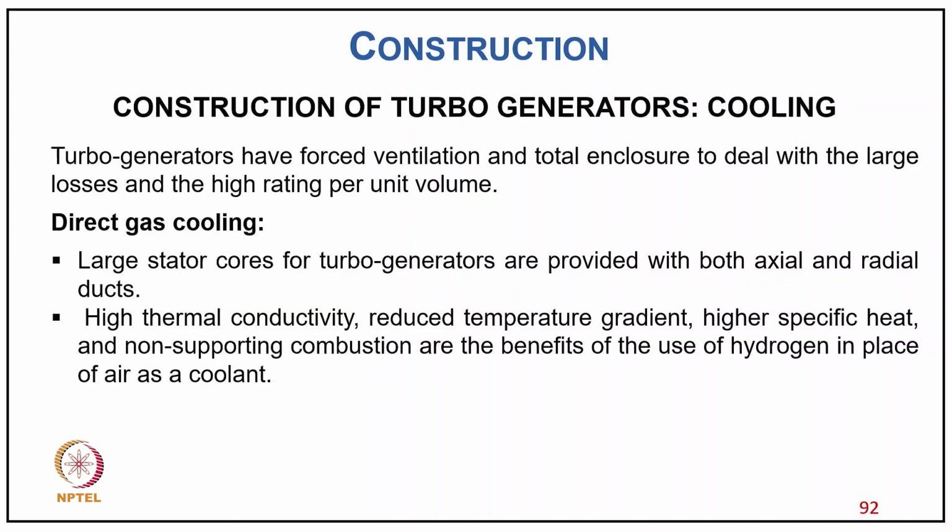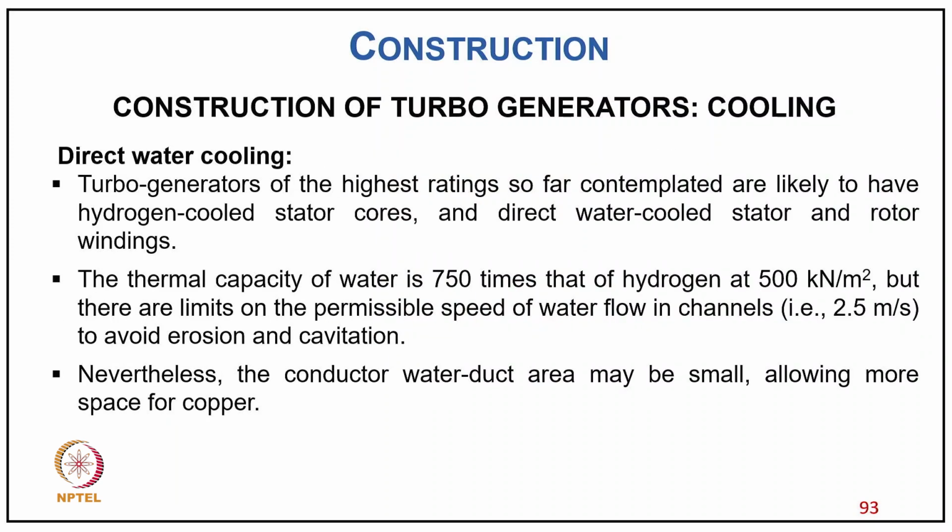So now typically turbo generators have forced ventilation and total enclosure to deal with the large losses and high rating per unit volume. And for direct gas cooling, large stator cores for turbo generators are provided with both axial and radial ducts. High thermal conductivity, reduced temperature gradient, high specific heat and non-supporting construction are the benefits of the use of hydrogen in place of air as a coolant.